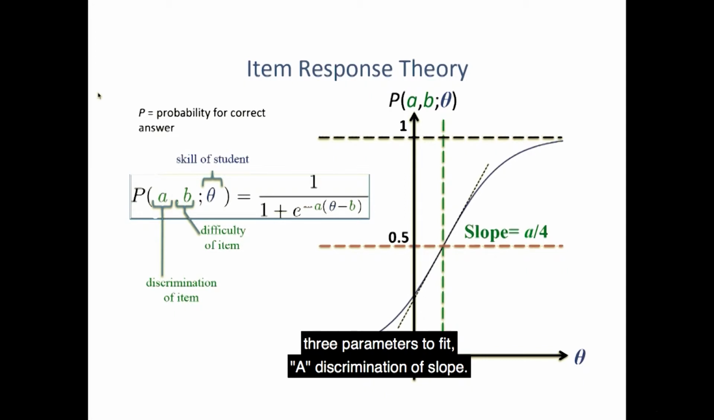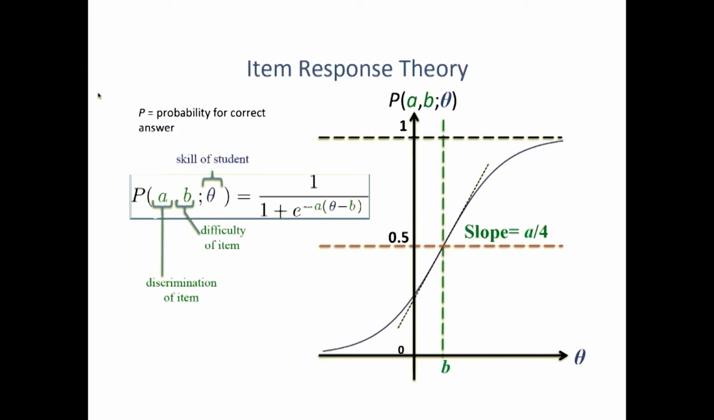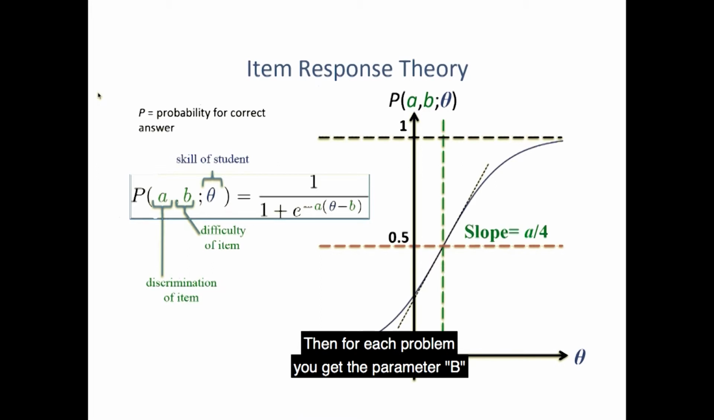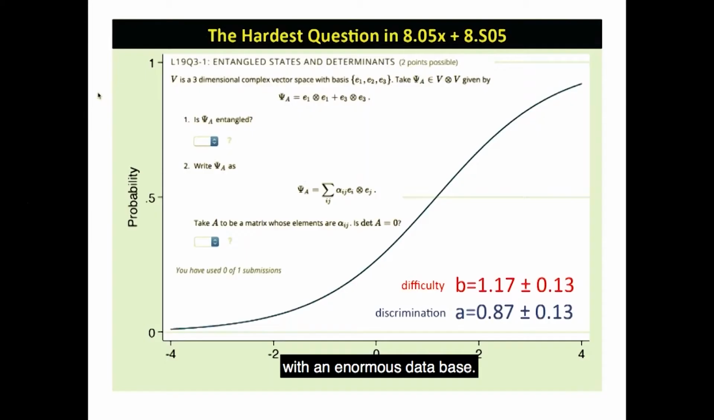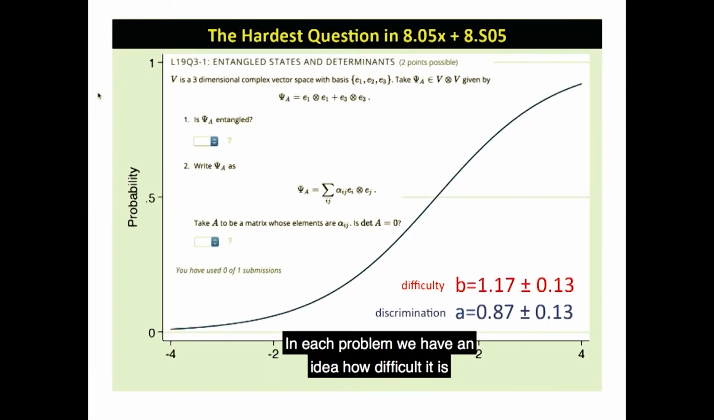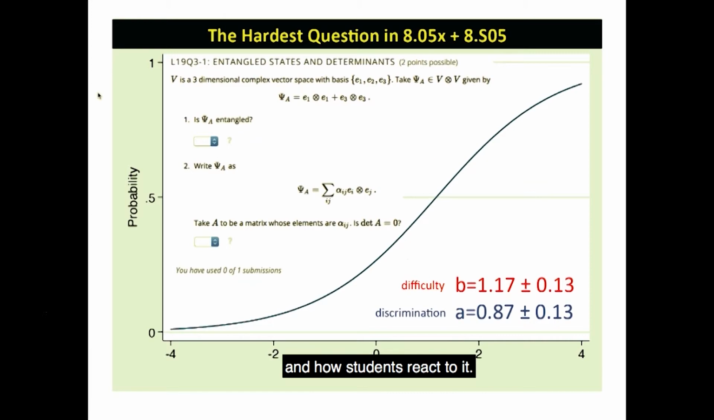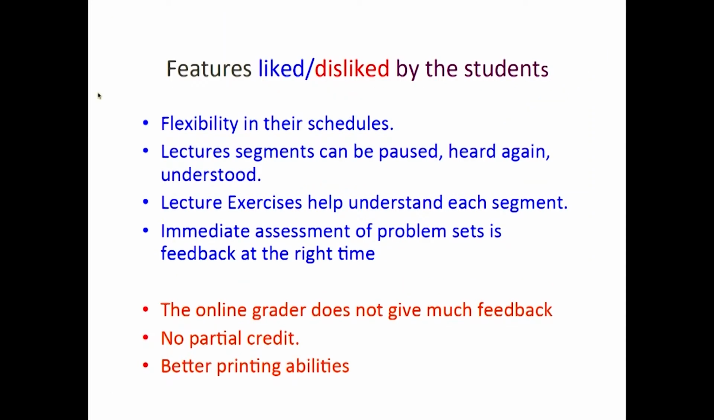A discrimination or slope. Here, this function is the probability that the student will get the answer right. So as the ability of the student, plotted here with theta, increases, the probability to get it right increases. Then, for each problem, you get the parameter B that characterizes the difficulty, and A with the slope, the discrimination. So it's very interesting to do this with an enormous database, and for each problem we have an idea how difficult it is and how students react to it.